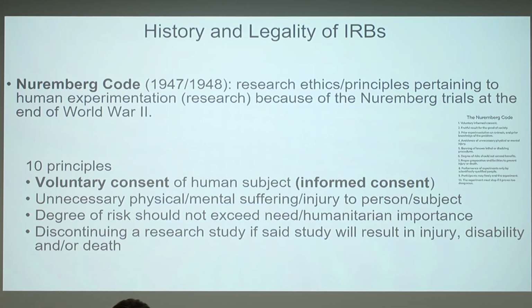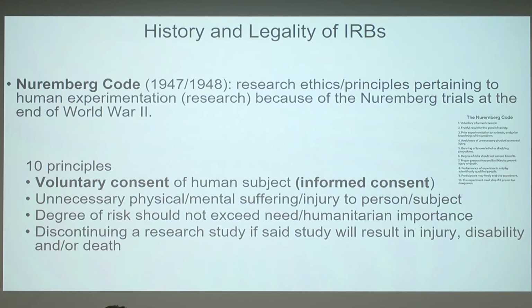And so the Nuremberg Code is what set the premise for how research should be conducted in humans. There were 10 principles of the Nuremberg Code, the main one being informed consent or voluntary consent, because we know during World War II that was not voluntary. And there are a number of other pillars.